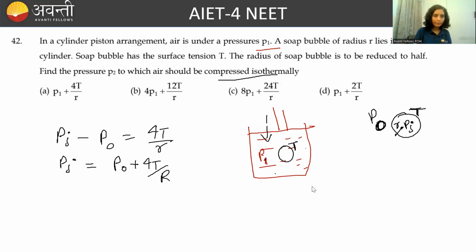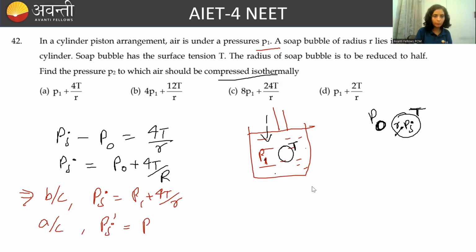So what will be that? Let's write now. Initially, before compression, if I write, pressure inside will be how much? P1 plus 4T by R. Okay. After compression, if I write, P internal will be equal to how much? P2 plus 4T by R by 2. That is 8T by R.